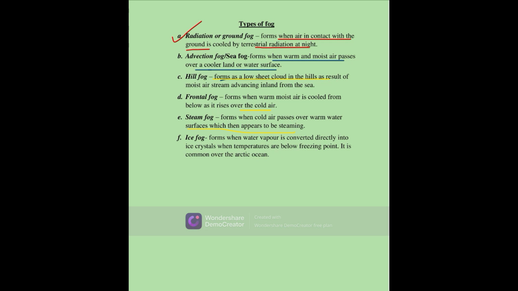The other one and the last one is the ice fog. It is formed when water vapor is converted directly into ice crystals when temperatures are below freezing point. It is common over the Arctic Ocean. About the formation, we have said that it is when water vapor is directly converted into ice crystals when temperatures are below its freezing point.